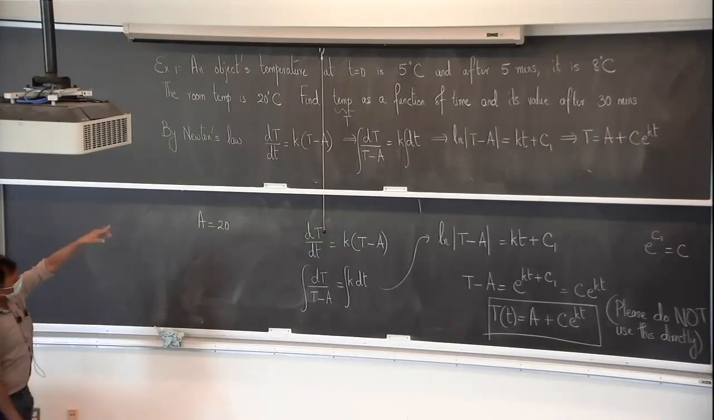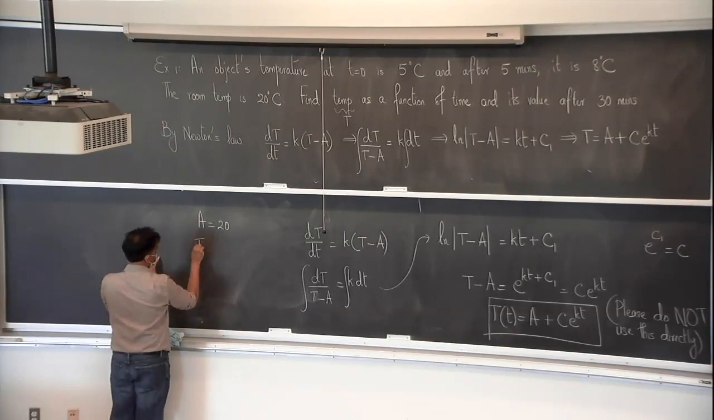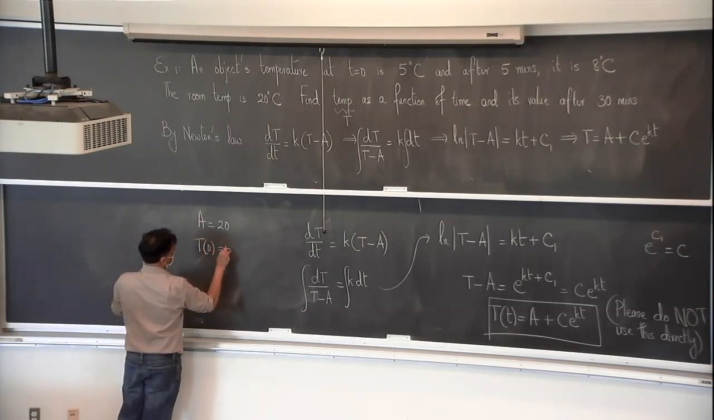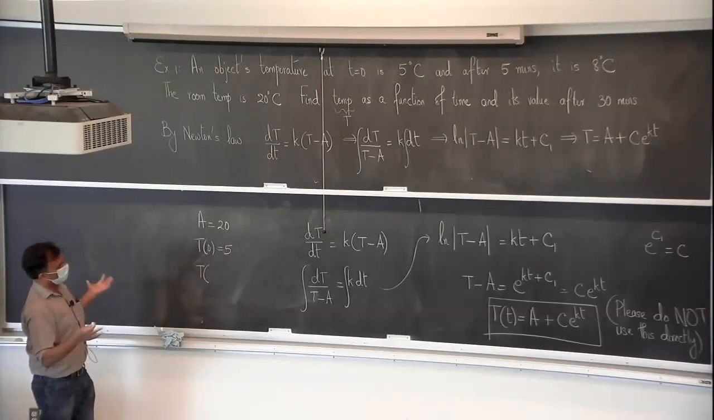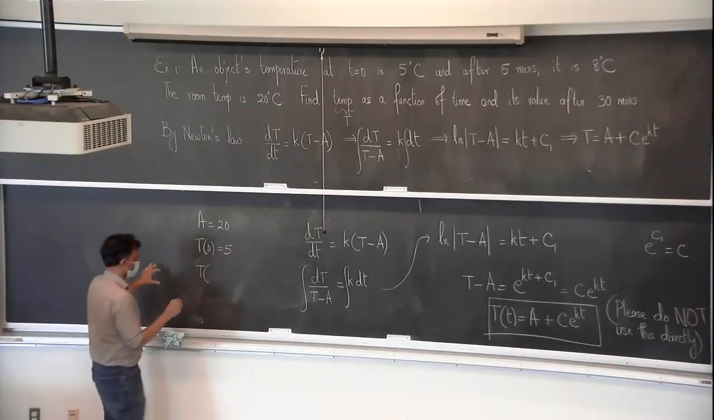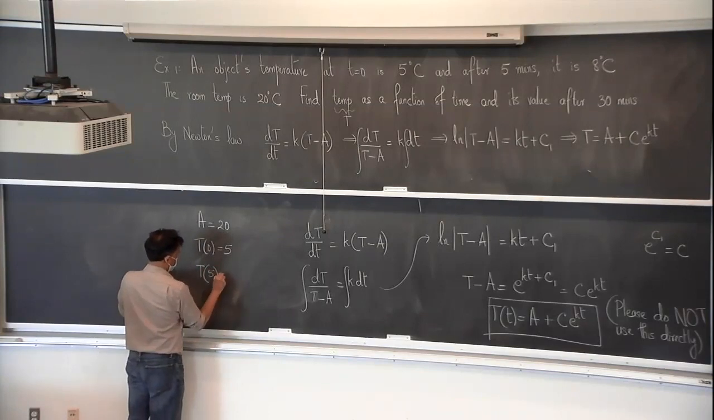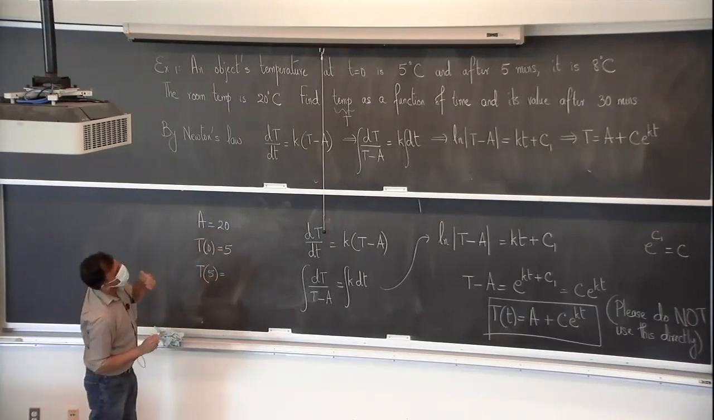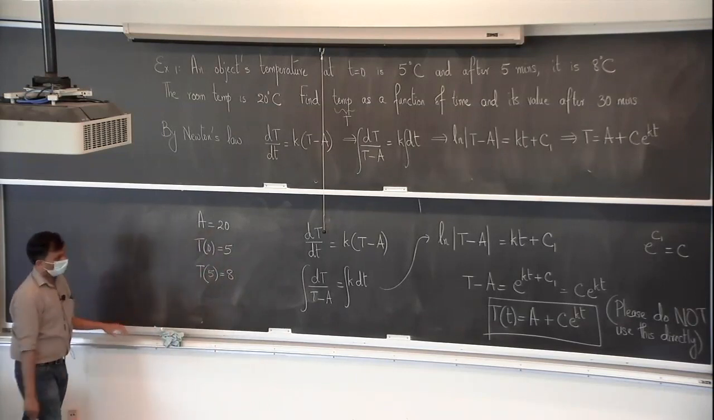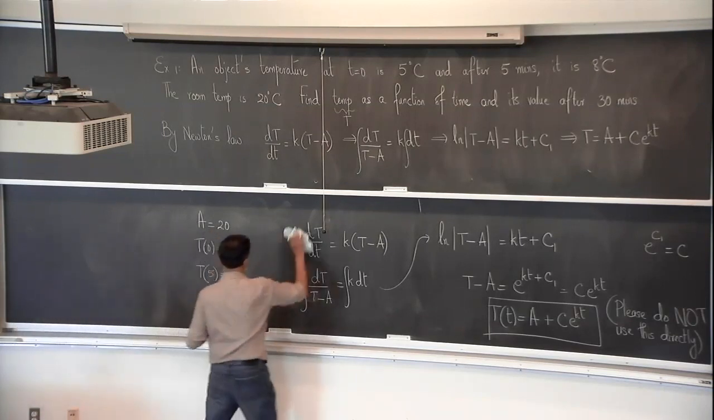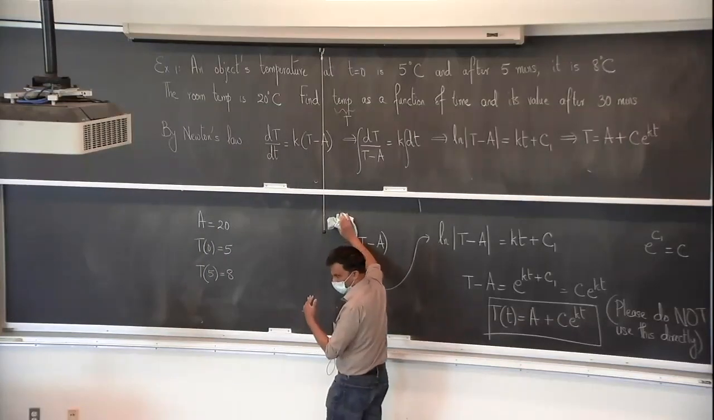What else is given there? You're given the temperature at 0 equal to 5, and the temperature at some other time. You might be wondering why we need two different values, and we'll see that soon. Temperature at 5 is equal to 8. Okay, that's all we know. Well, it's at least warming up.